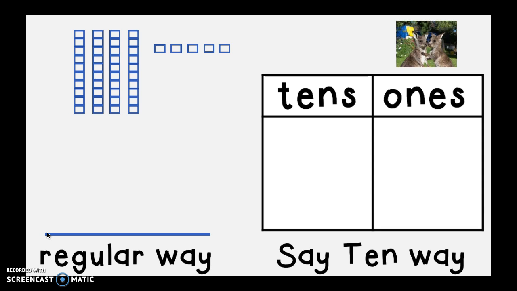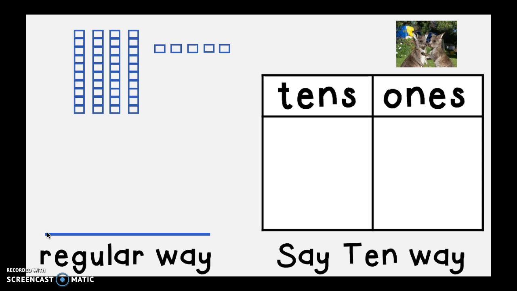Okay, did you draw a spot for the regular way and also a place value mat for your say 10 way? Okay, good. What I want you to do right now is look at the number at the top. I drew a picture of it using 10 towers and some ones. Go ahead and count them up and fill in your place value mat and write it the regular way. And then press play when you're ready to check yourself.